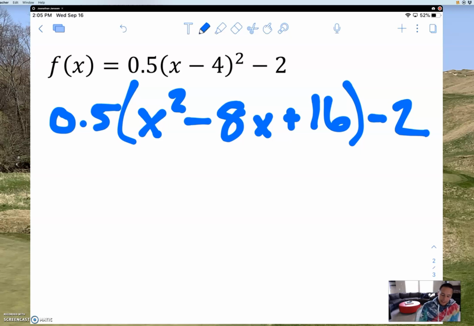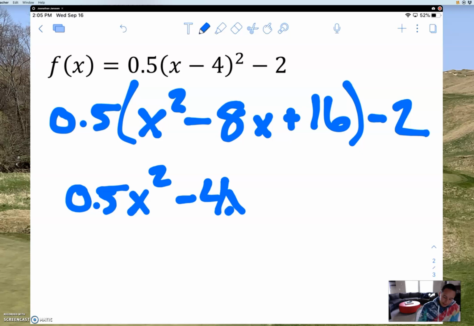So we've expanded that binomial into a trinomial. Now we're going to distribute that 0.5. So we get 0.5x squared. Half of 8 is a 4, so it's -4x. Half of 16 is 8, so +8, -2.